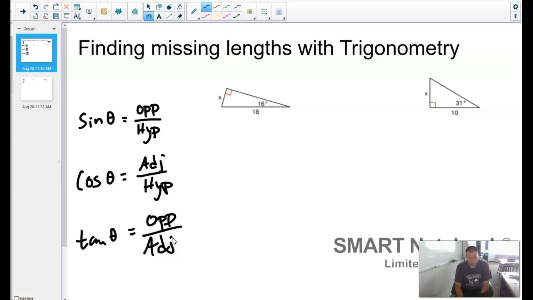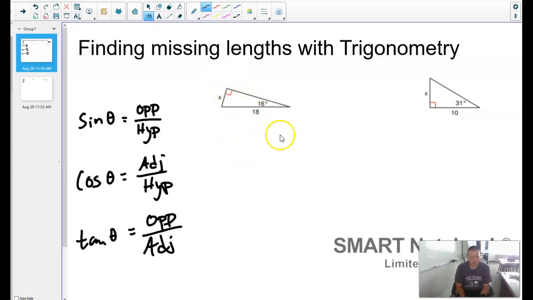Really what we've done is we're going to be given these triangles, and we're going to be given two bits of information. In this case, we're going to be given an angle measurement and a side length, and we're going to substitute them into our rules here and then just solve. That's literally what we're going to do: substitute and solve.